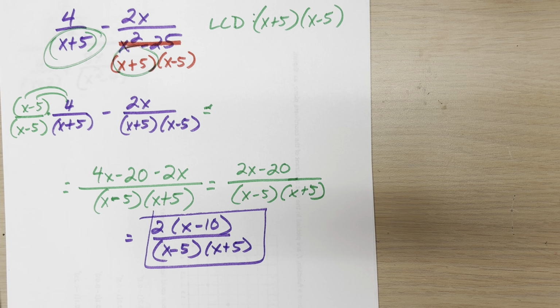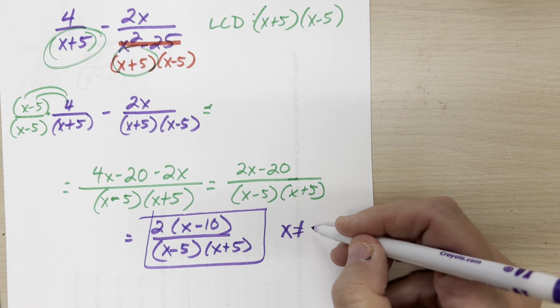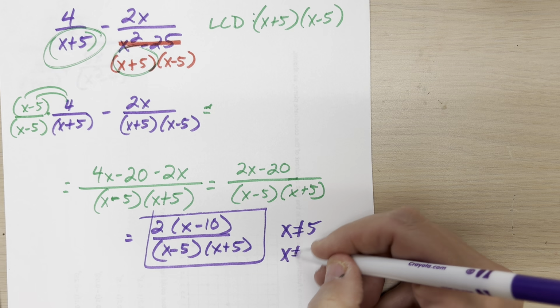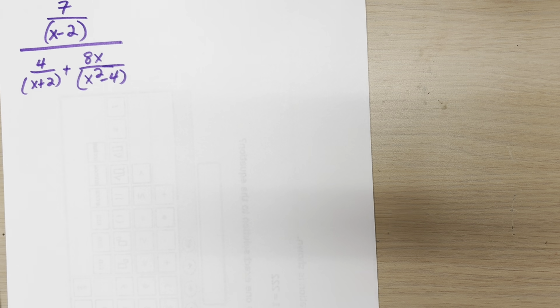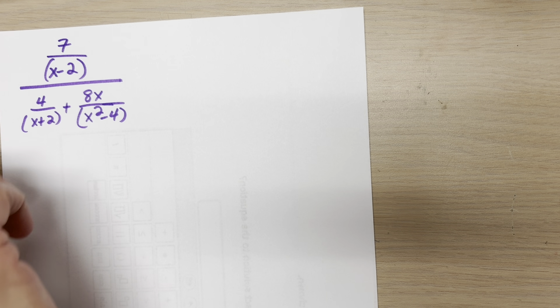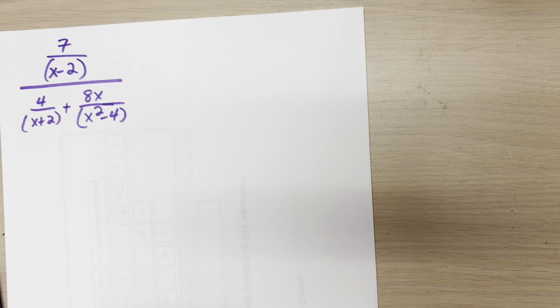Okay. Now again, if your teacher's asking you to list domain restrictions, you always want to look at what you end up at. So in this one, x could not be 5, x cannot be negative 5. I sometimes forget to do that. So be mindful. All right, here's the last one. Best for last, right? Something like that.